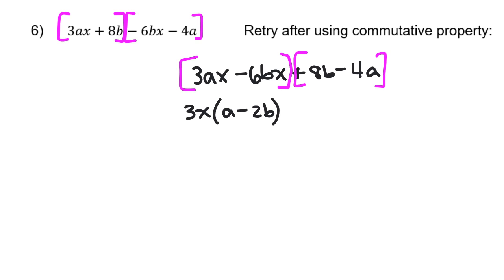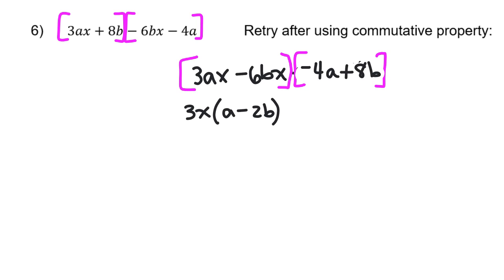Now, if you notice, these two aren't quite in the same order as what we have in the parentheses before, the a minus 2b. So one option is you could actually flip these as well. So if you wanted to make sure that the term with a comes first, let's just make this a minus 4a plus 8b. So we're still using the commutative property, we're just flipping the order.